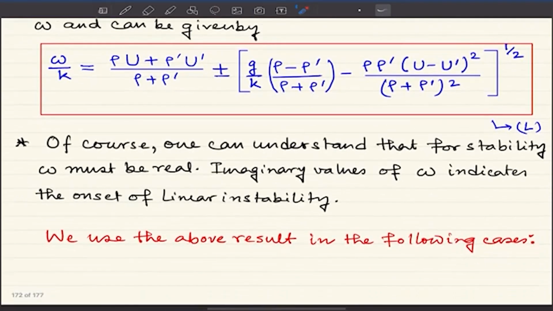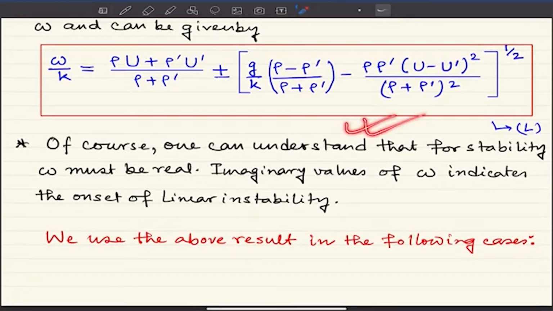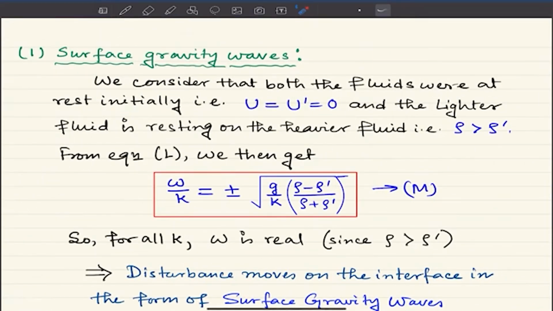Now we are just using these equations, we will discuss very briefly the following interesting cases. One case is known as the surface gravity waves. That means that we have two fluids, which are both initially at rest. That means both capital U and capital U prime are 0, and the lighter fluid is resting on the heavier fluid. So rho is greater than rho prime. Rho prime is the fluid above. So this one is lighter, this one is heavier.